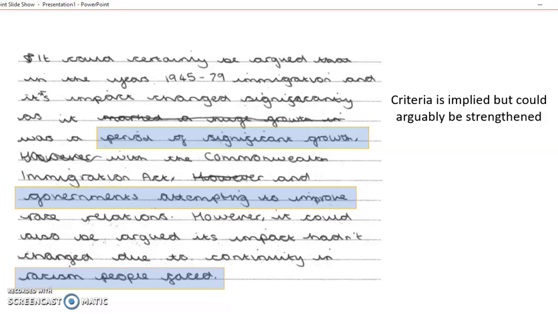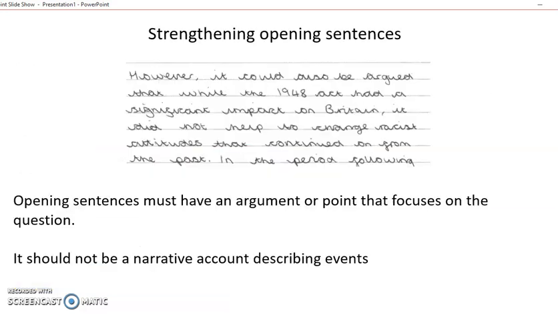And this intro was written by a candidate who was marked at level 5. One of the aspects that all candidates need to really focus on is creating really strong opening sentences, because that will drive the analysis and it will move you away from those level 3 descriptive narrative answers.